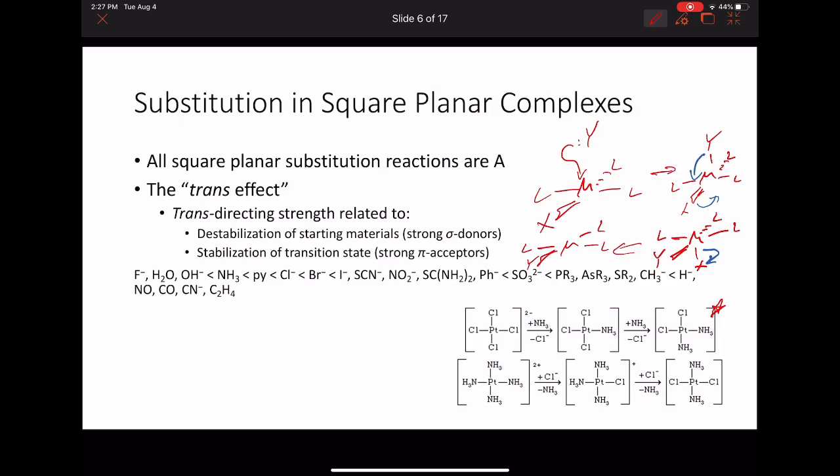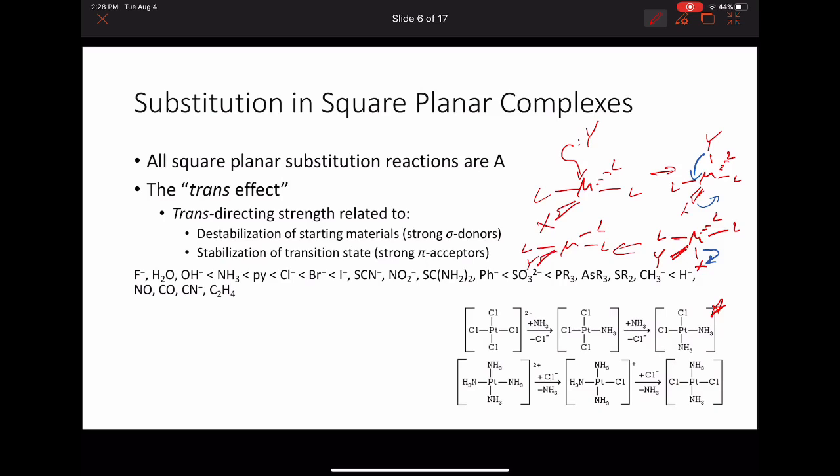If we start with tetrachloroplatinate 2, we add ammonia to this system, the first ammonia that adds doesn't matter in which position we add it. All of the chlorines are the same. Our second ammonia, though, necessarily will be added trans to one of our chlorides. So chloride is a stronger trans-directing agent than ammonia. And the reason for this is that chloride is a better sigma donor than ammonia. So this gives us our diamine dichloroplatinum 2.